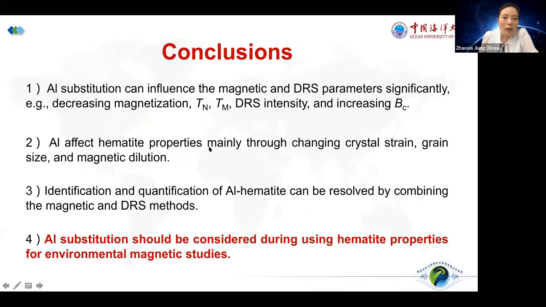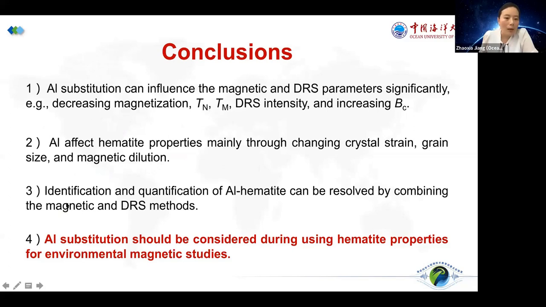So to make a conclusion based on this talk, we can see that aluminum substitution can influence the magnetic and the DRS parameters significantly. For example, decreasing the magnetization, Néel temperature or Morin temperature, or DRS intensity, or increasing the coercivity. And the aluminum affects hematite properties mainly through changing crystal strain, grain size, or magnetic dilution.